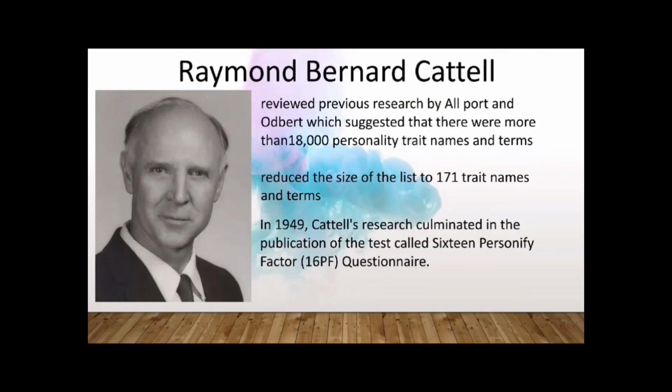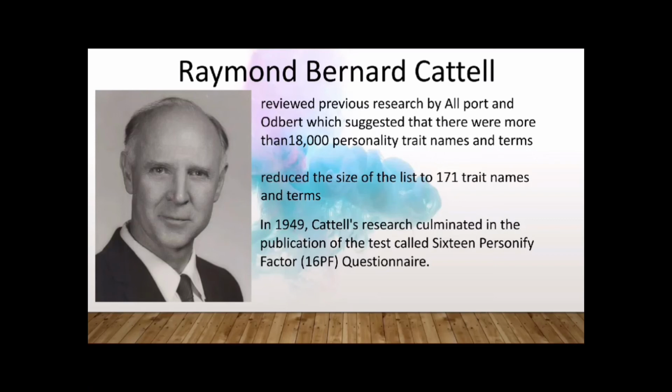Raymond Bernard Cattell reviewed previous research by Allport and Odbert, which suggested that there were more than 18,000 personality trait names and terms in the English language. However, out of these 18,000, only about a quarter were real traits of personality. Cattell added to the list some trait names and terms employed in the professional psychology and psychiatric literature, and then had judges rate just-distinguishable differences between all the words. The result reduced the size of the list to 171 trait names and terms.